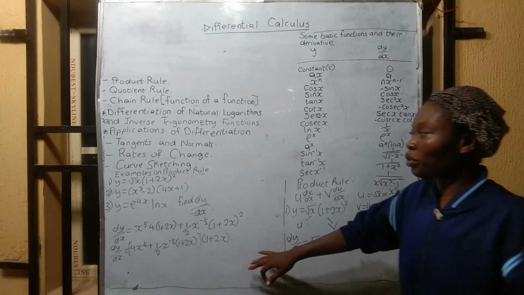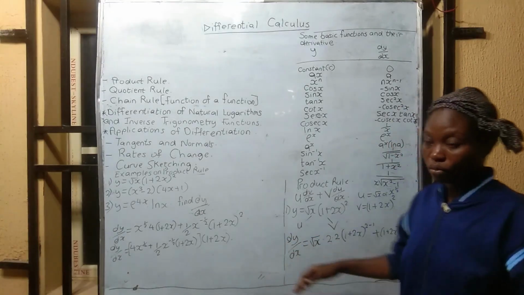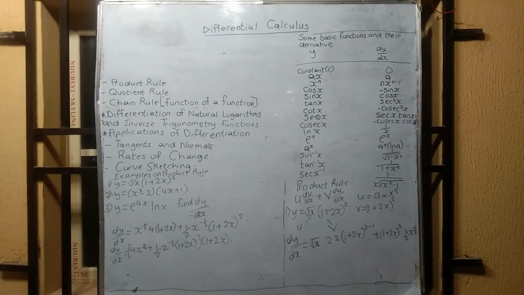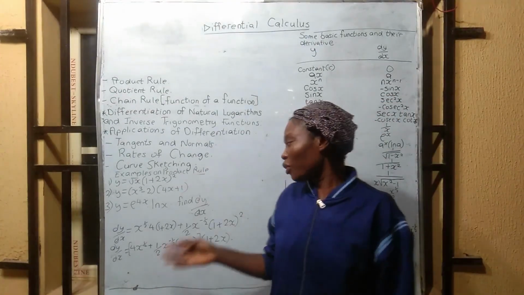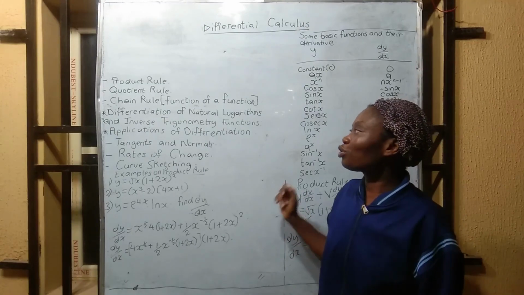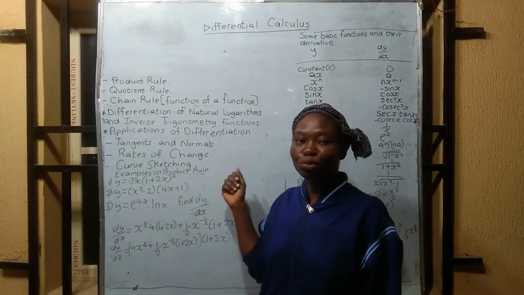So that's the first example on our product rule. So in the next video, we'll take one more example on our product rule, then we'll move on to the quotient rule. Okay.